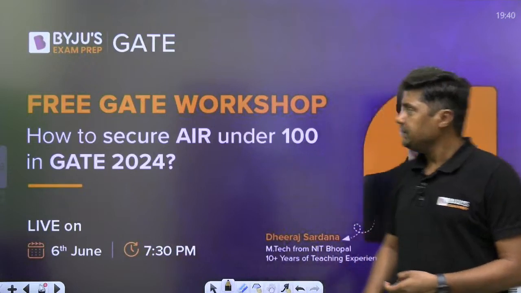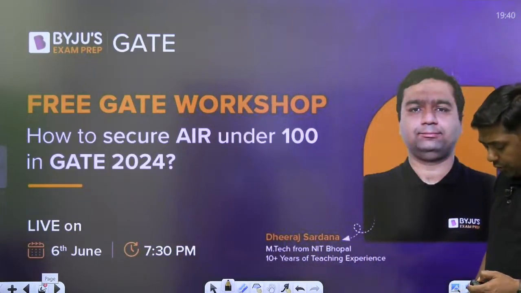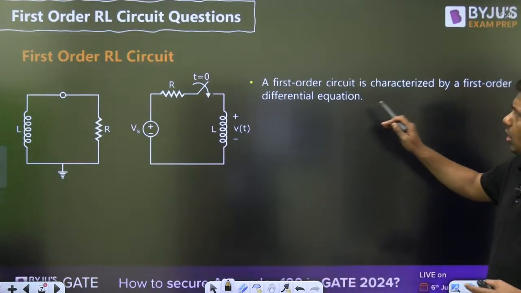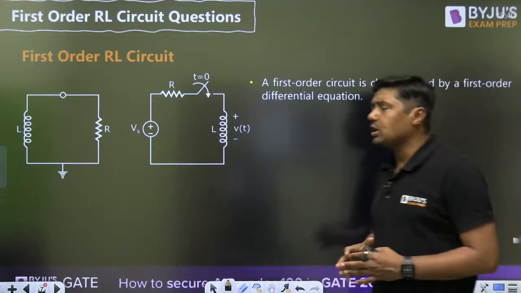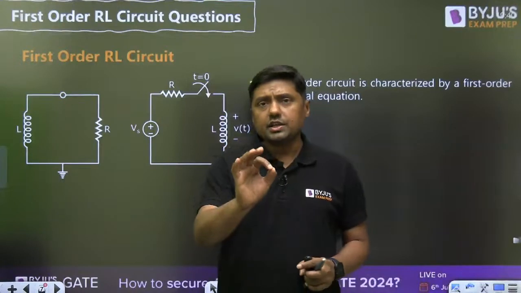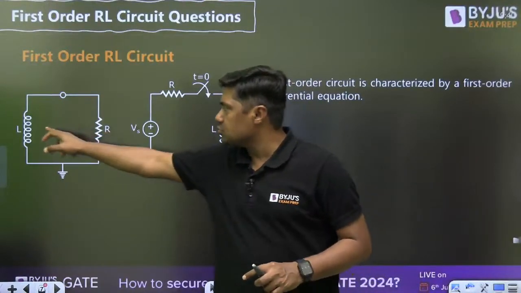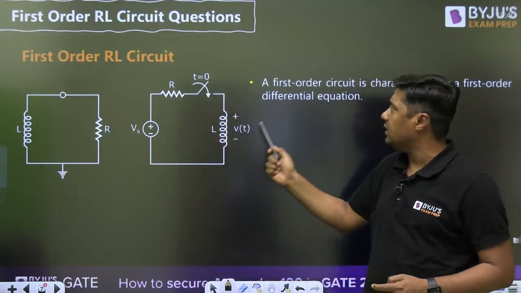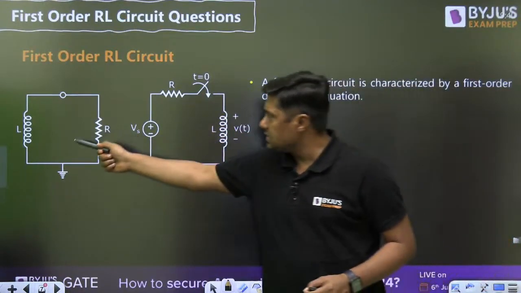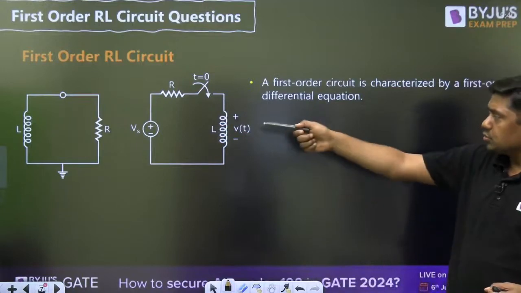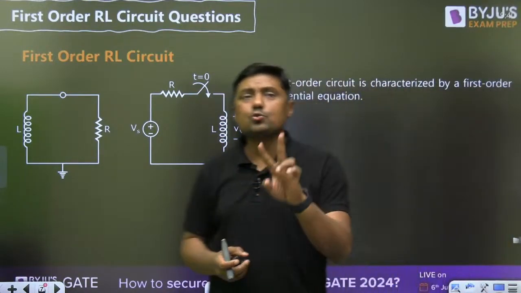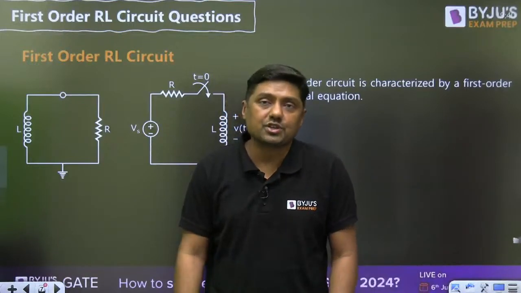Okay. Then finally, now I am going to start my session. That is a first order RL circuit. What is the first order RL circuit? One circuit is the source free RL circuit. Second circuit is with source, R and L. So this is the RL circuit without source and with source. Normally we have questions on these two diagrams, but different types of questions.